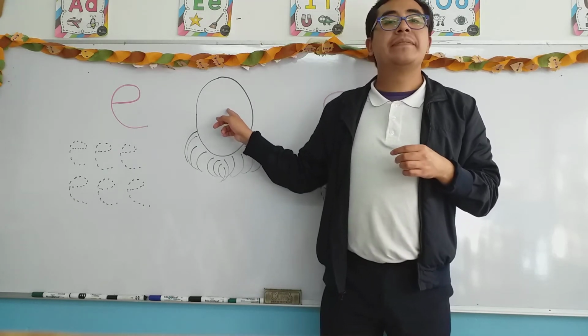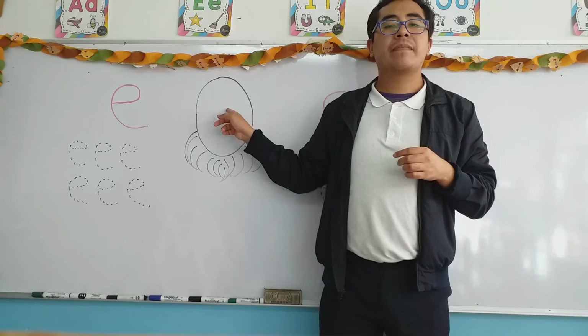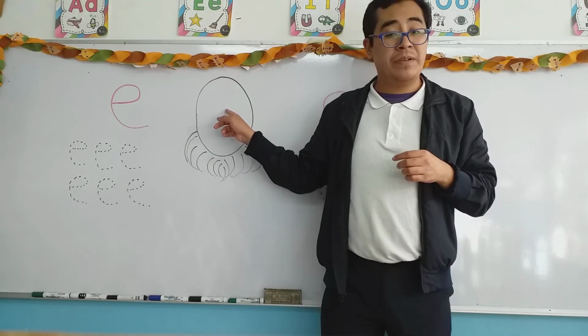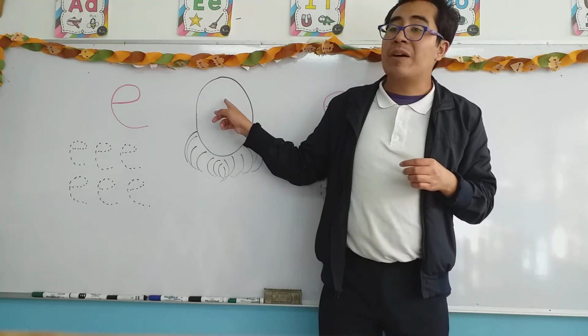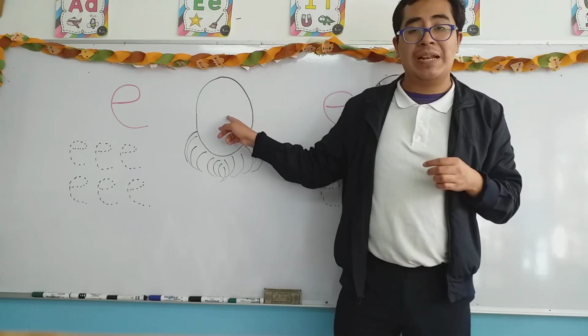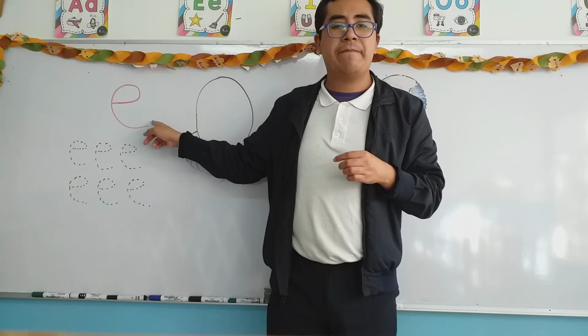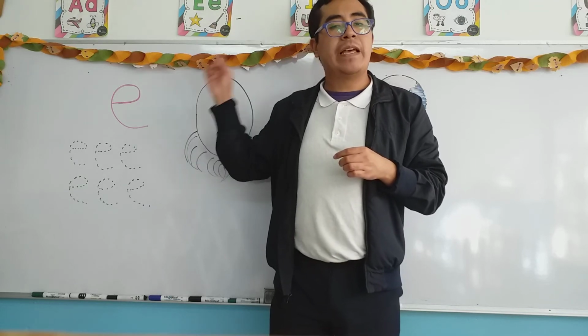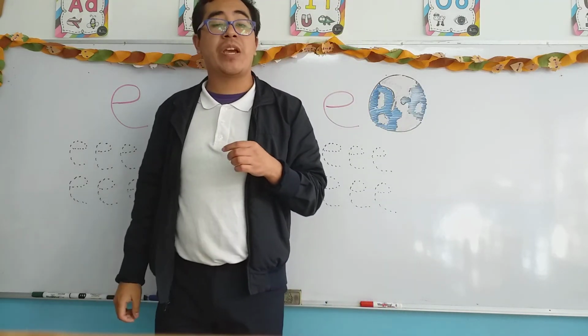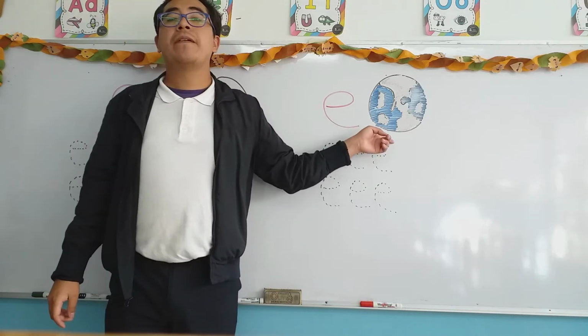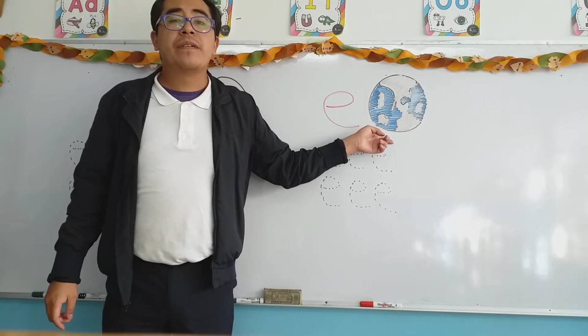Egg. Very good. Egg, it's an object that uses the letter E, small e. Let's continue with this now, with the second one, with the number 2. Earth.